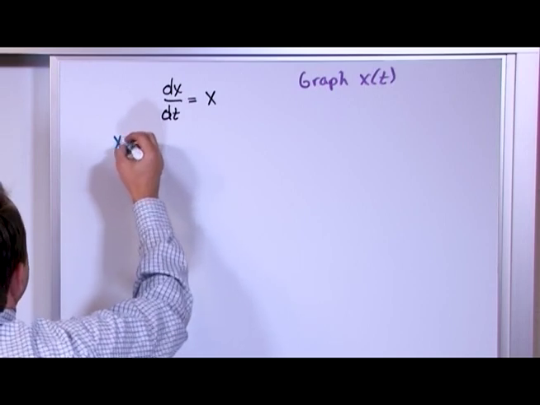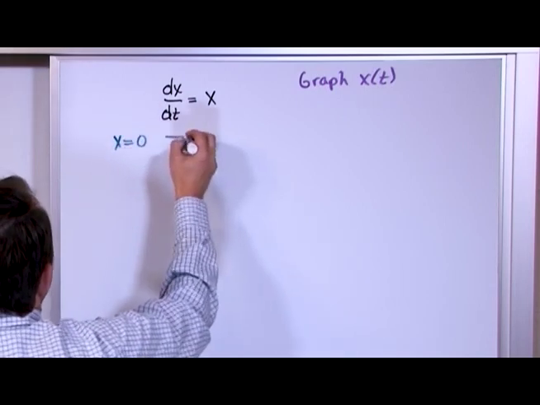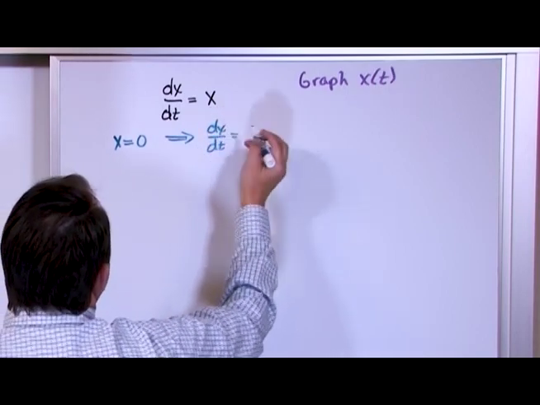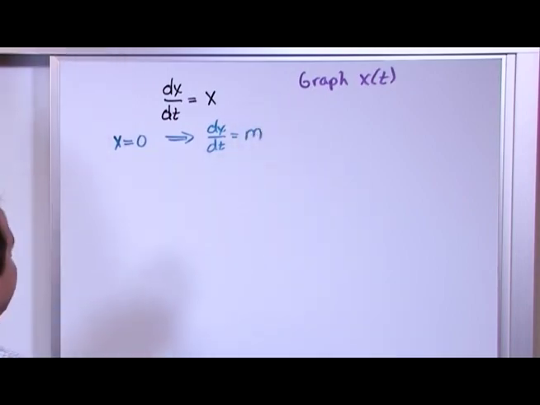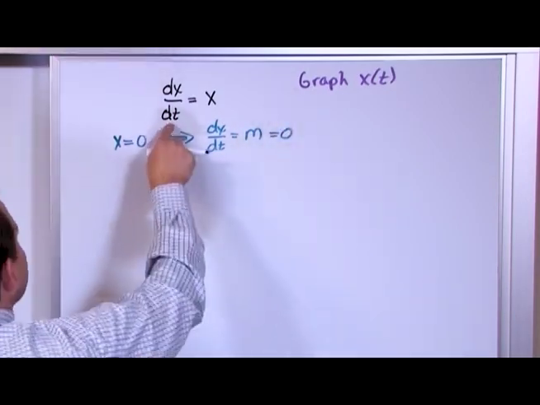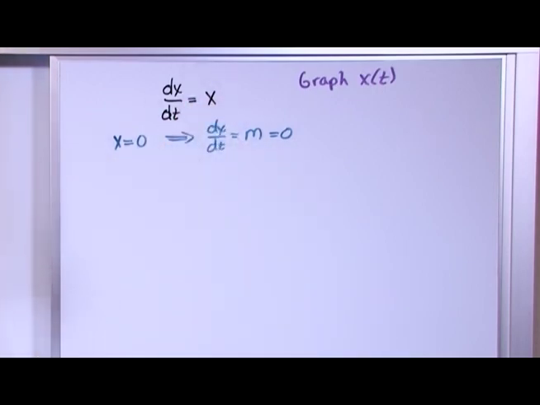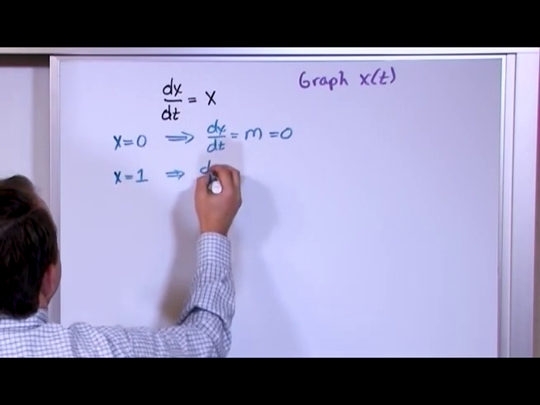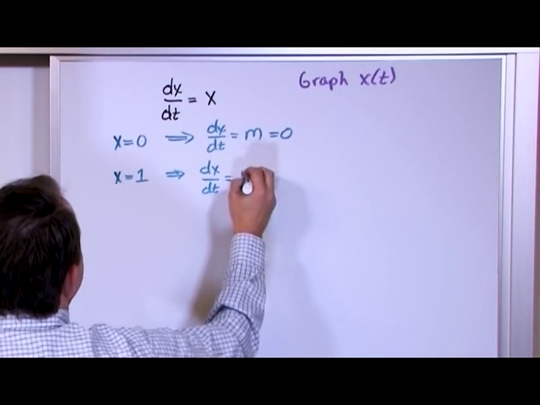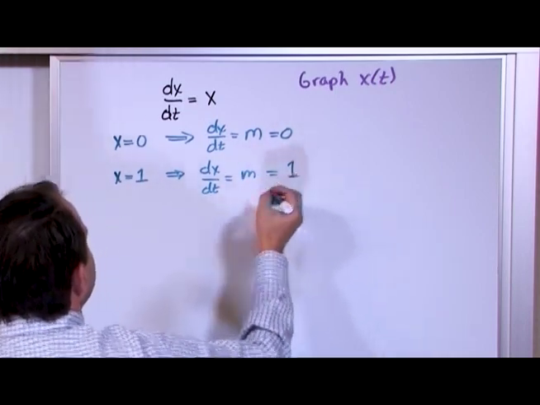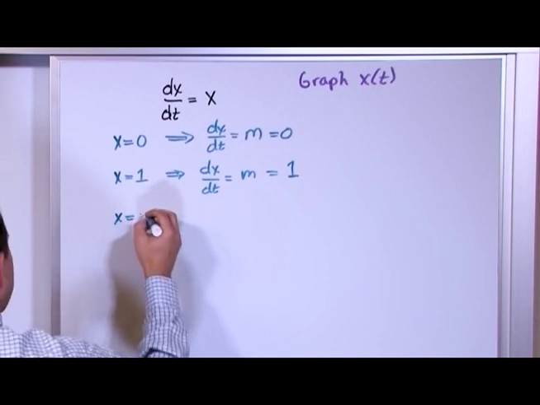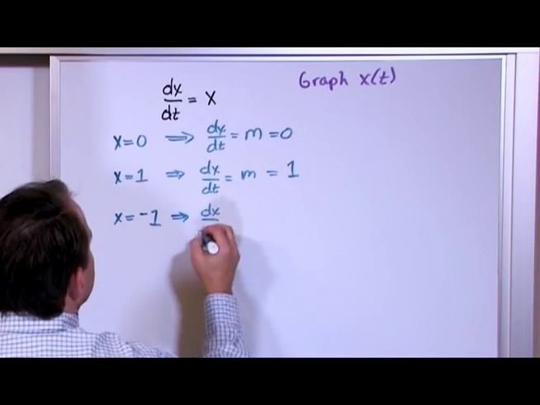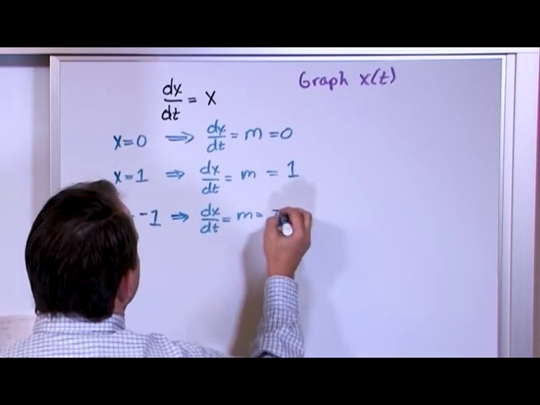In other words, if I attack it a different way, if I just start picking some values, let's say x is equal to 0. Then that means that dx/dt, which I'm going to say is the slope m of my function that I'm interested in, is going to also equal 0, because the slope of my answer is equal to numerically the value of x. And if I pick another value, x is equal to 1, then the slope, dx/dt, is going to also equal 1. And if I pick x is equal to negative 1, then dx/dt is going to equal negative 1.